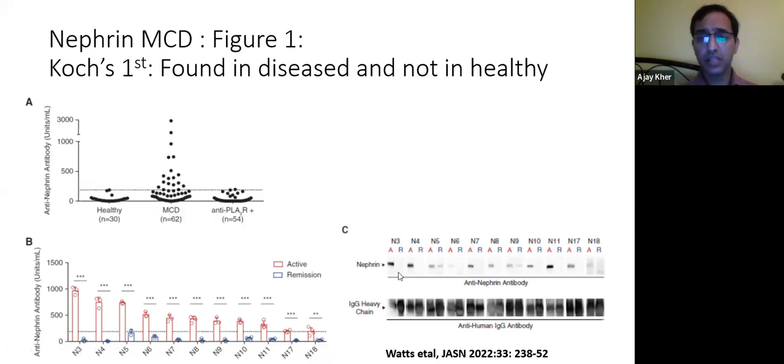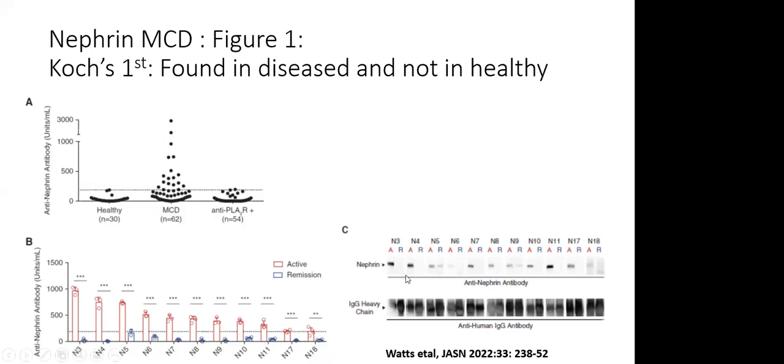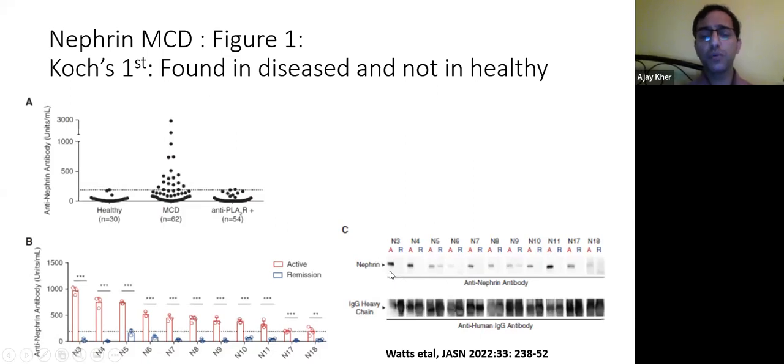And then in column C is where they have taken human glomerular extract. So they ground up normal glomeruli, and then they exposed them to the serum from patients. So A is in active disease, R is in remission, and then the antibody would bind to the nephrin if nephrin is the only antigen that these antibodies or this serum are binding to.